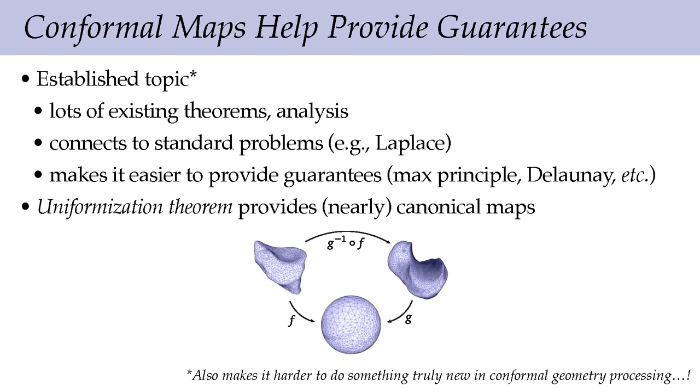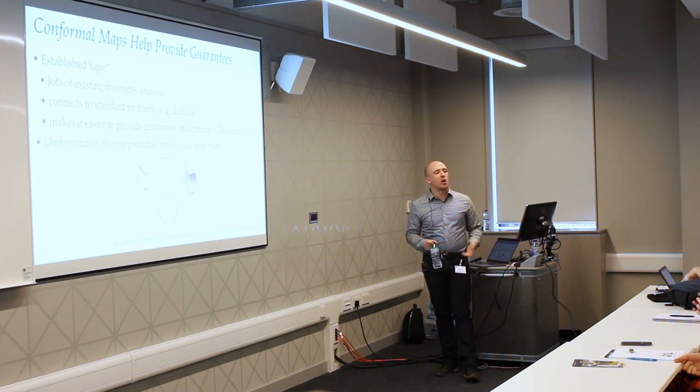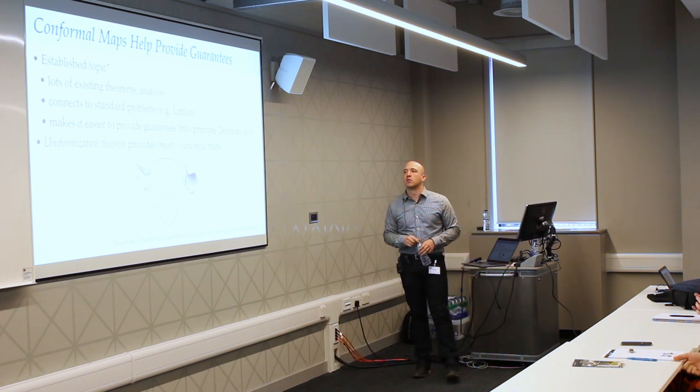Finally, conformal maps have been around a really long time. People have been making maps for a long time. People have been studying conformal geometry for centuries. So there are lots of theorems about these kinds of maps. They connect to standard problems we all know and love, like the Laplace equation, which is also central in geometry processing. It becomes a lot easier to provide guarantees on these algorithms. You're working with standard operators, the Laplace operator, the cotan Laplace matrix, all this stuff where we have a lot of knowledge we can lean on if you want to ask questions about how the algorithm is going to behave.